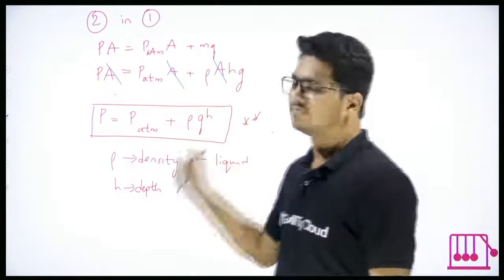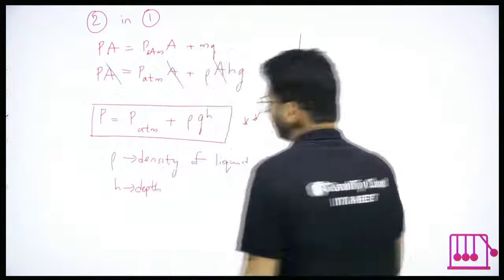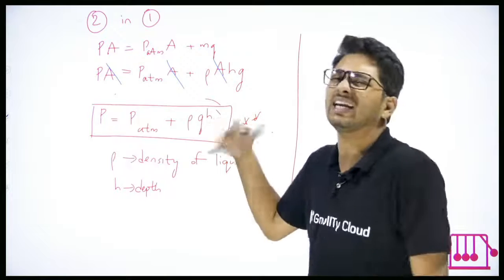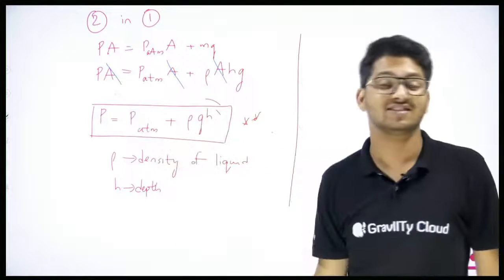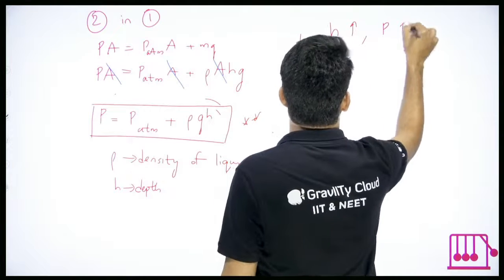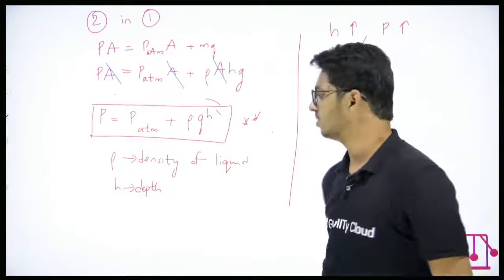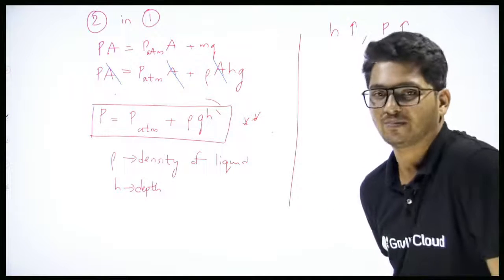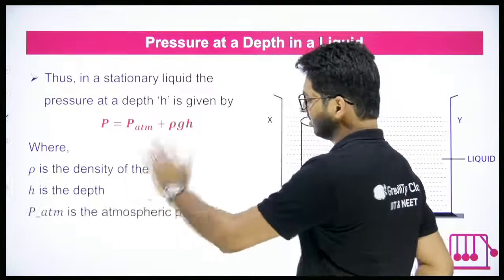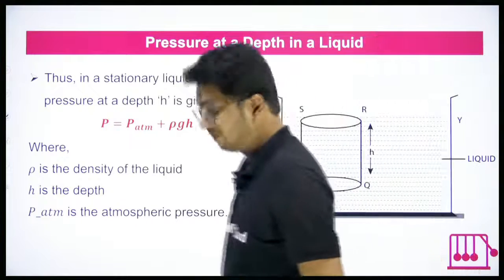Clear? And this formula clearly shows us that if H increases, this value will increase. It's an addition, so the complete value increases. So H increases, pressure increases. Got it? Good. So we got the formula. As simple as that. The same formula is given here. You can go through that. Clear? Good.